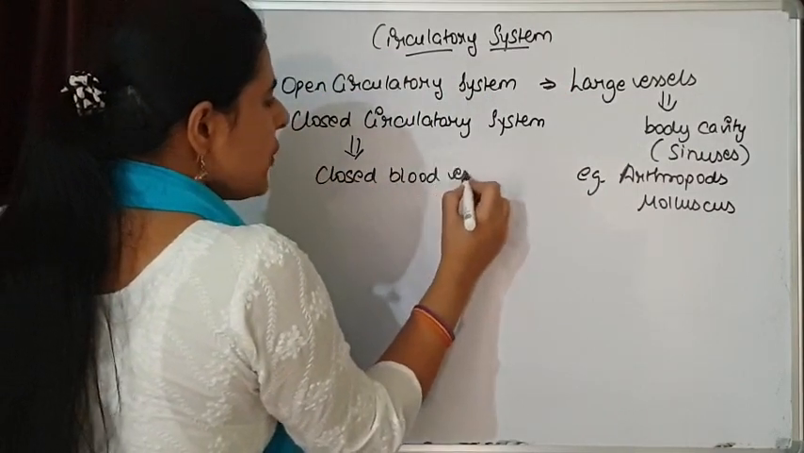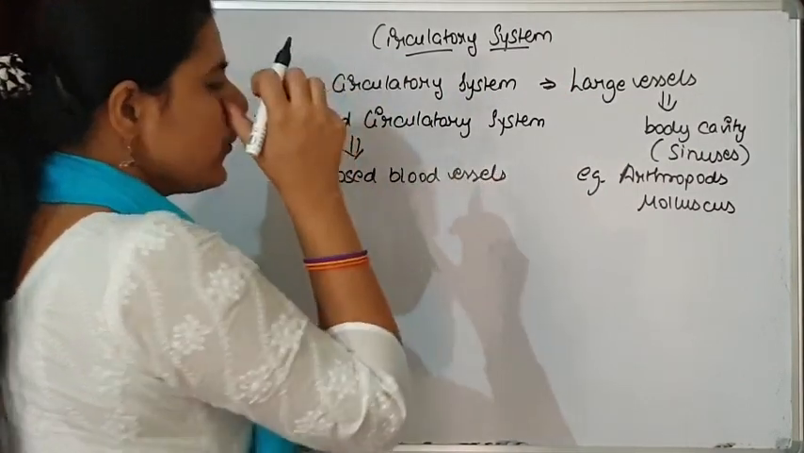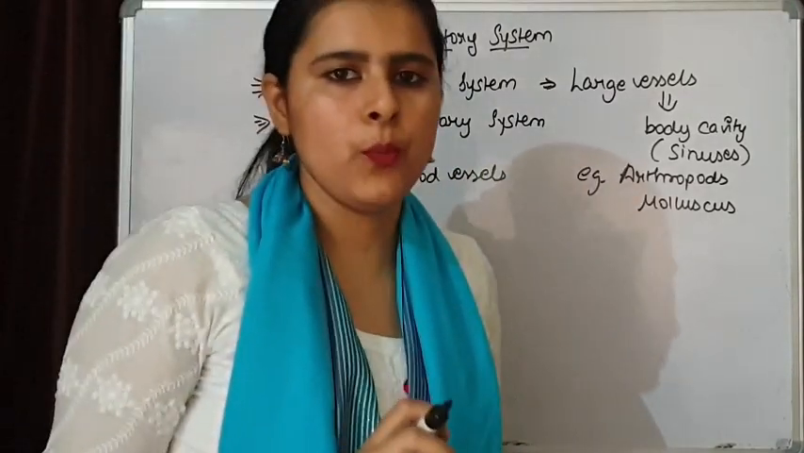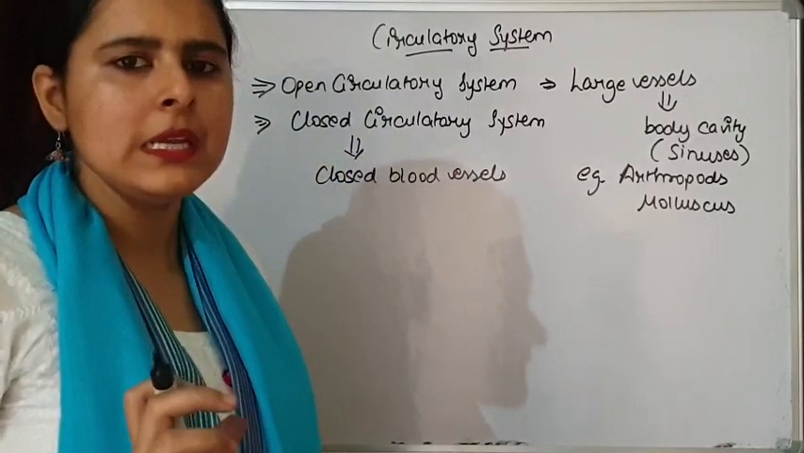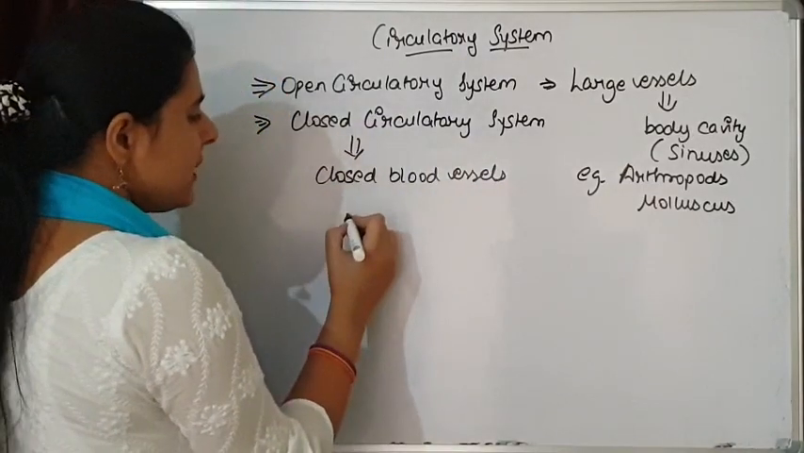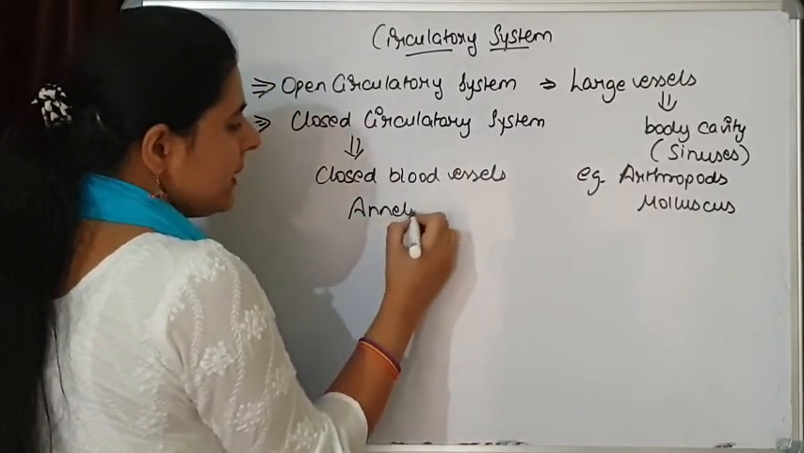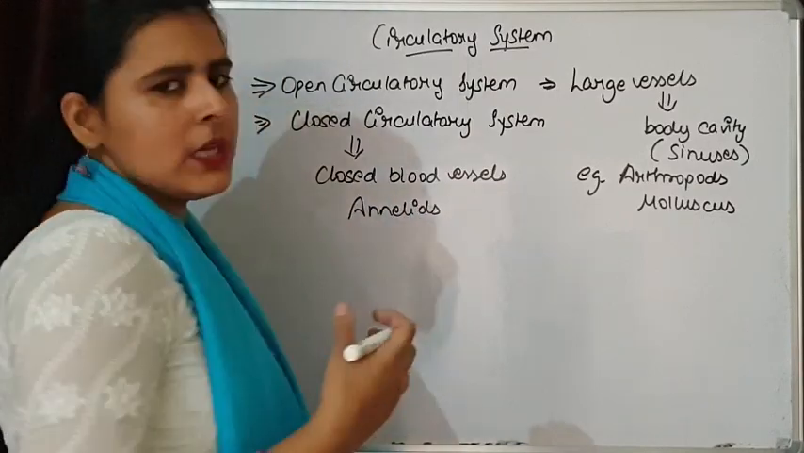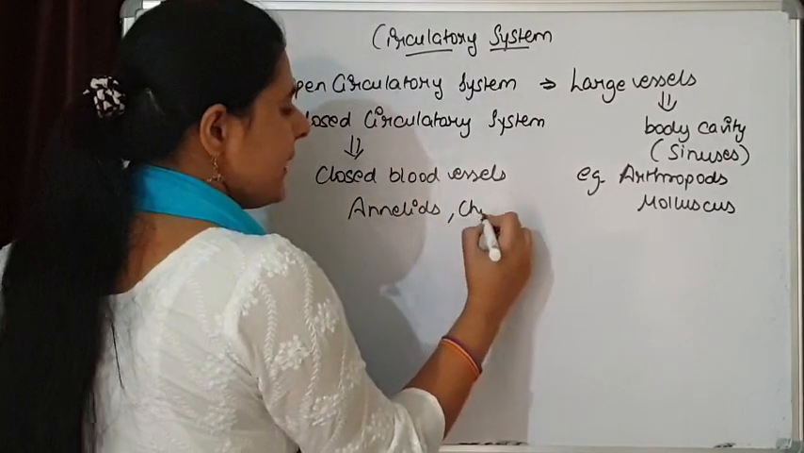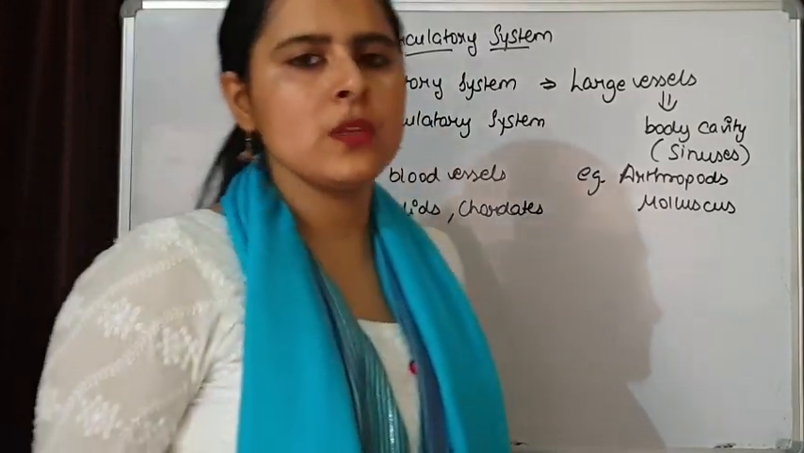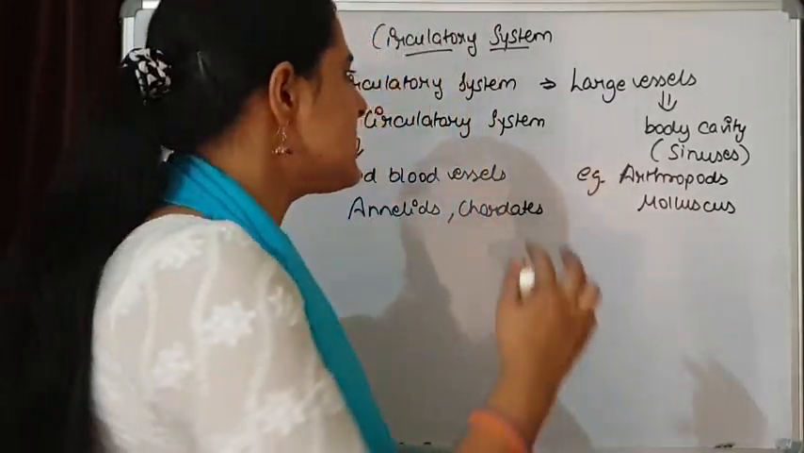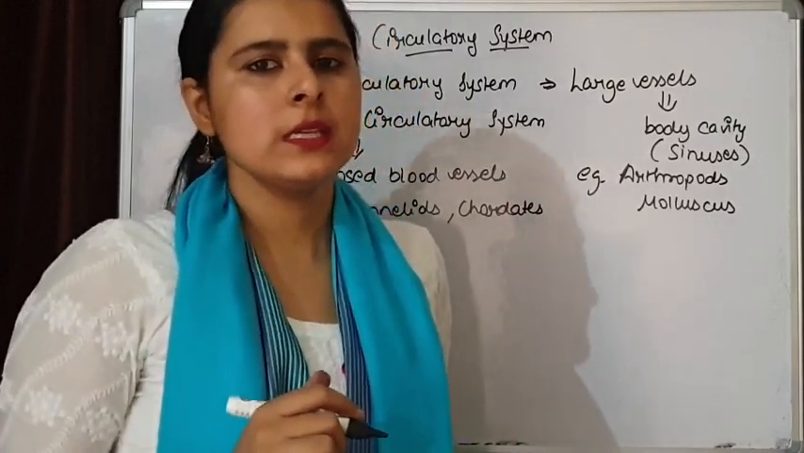They are showing open circulatory system, while most of the organisms are having closed blood vessels, and through these closed blood vessels blood is going to flow into their body, and this is the most efficient way of circulatory system. Organisms like we can take example of annelids. They are showing closed circulatory system. Chordates, these are having closed circulatory system. So these are the two types of circulatory system.